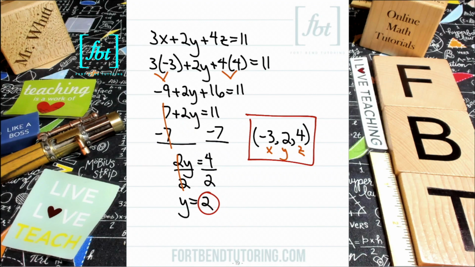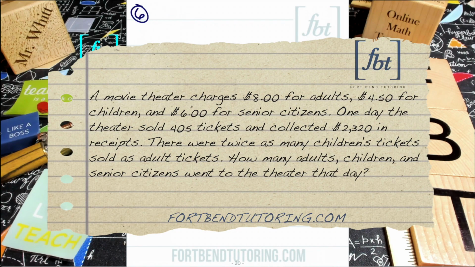All right, let's move along to problem number 6, where we have a word problem for you. In our word problem, it says a movie theater charges $8 for adults, $4.50 for children, and $6 for senior citizens. One day, the theater sold 405 tickets and collected $2,320 in receipts. There were twice as many children's tickets sold as adult tickets. How many adults, children, and senior citizens went to the theater that day?